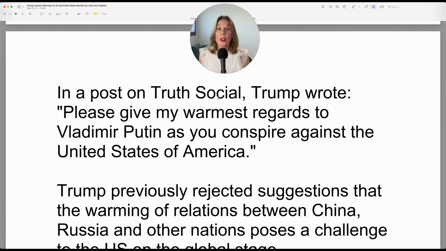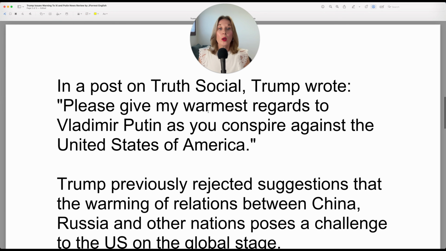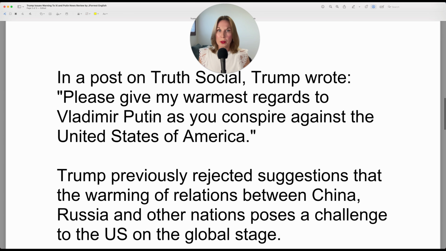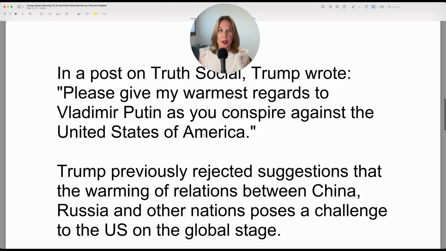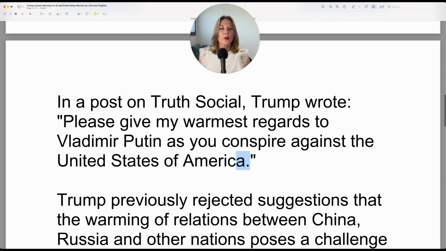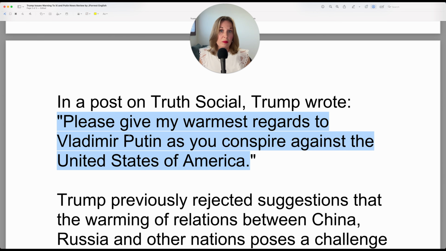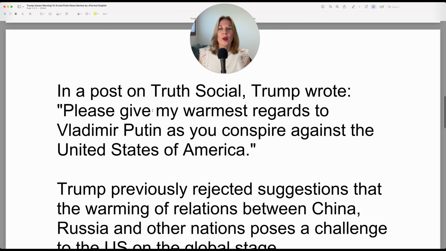In a post on Truth Social, Trump wrote, "Please give my warmest regards to Vladimir Putin as you conspire against the United States of America." So this sounds like it was said ironically, because when you give someone your warmest regards, you do it in a sincere, positive way. But if someone's conspiring against you or your country, which represents you, you wouldn't send them your regards.